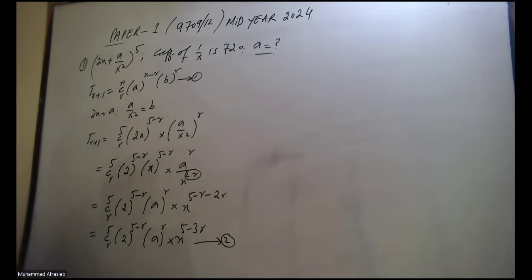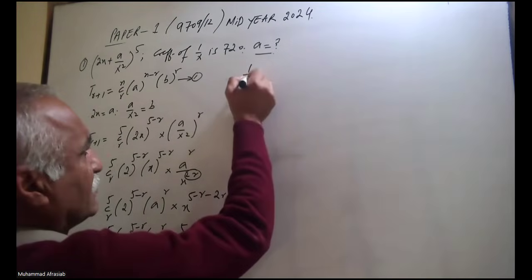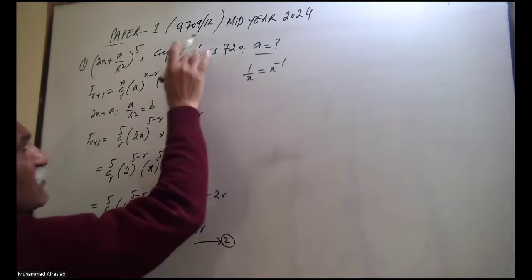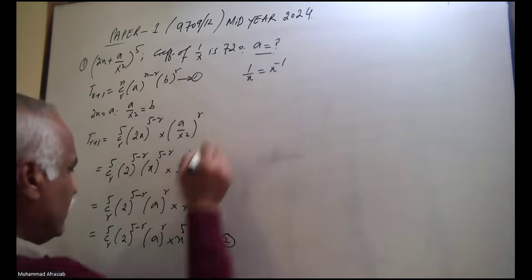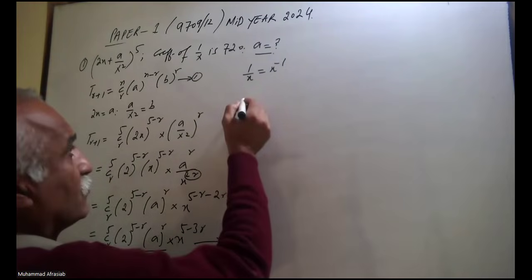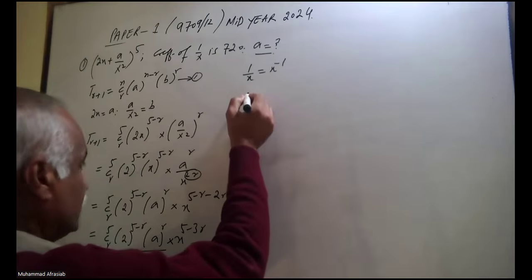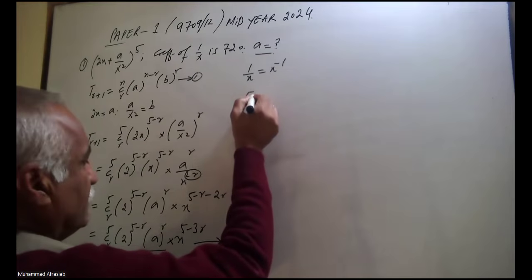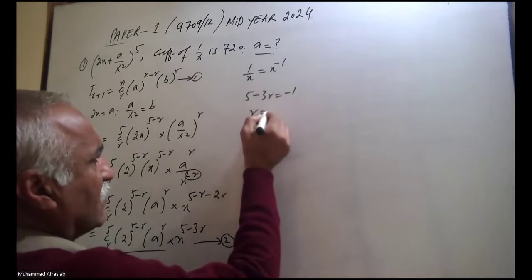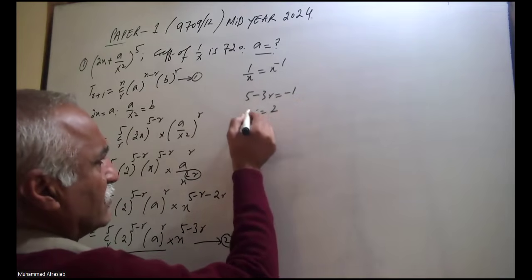Now, because we are acquiring the 1 over x coefficient, 1 over x, in other words, means x power minus 1, and the coefficient of 1 over x is given as 720. So 5 minus 3r should be equal to minus 1, or r should be equal to 2.